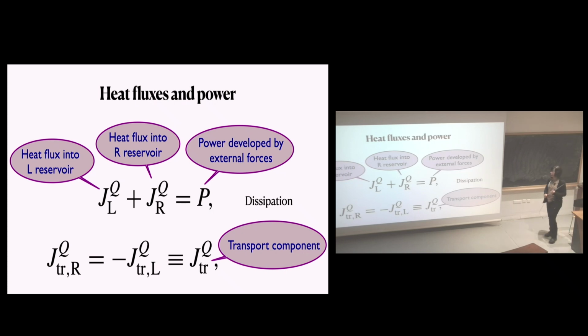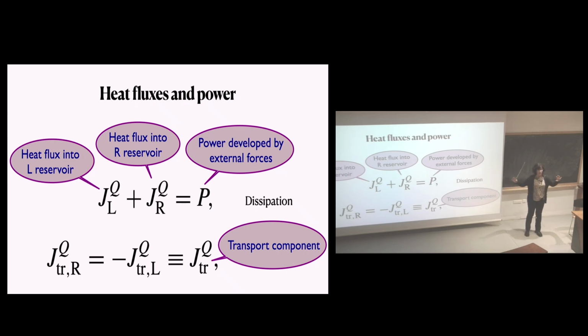Okay, so this is precisely what is indicated here. As we have driving, we will have some power due to the driving, which will generate fluxes going into the left and right reservoir. But we also want to have some transport, some other components of the heat current at each reservoir that we call the transport component, which indicates the flow from one reservoir to the other.